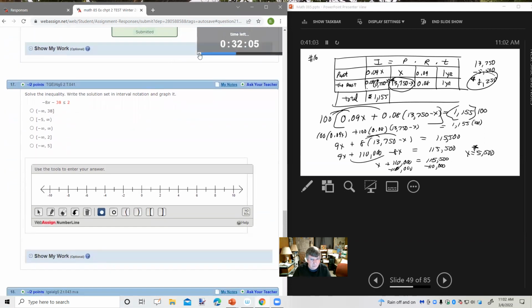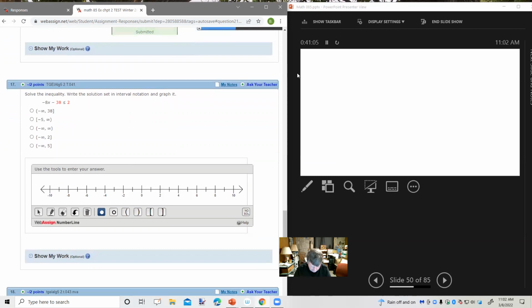Okay. Number 17. Solve the inequality, write the solution set in interval notation and graph it. Negative 8x minus 38 less than or equal to 2.